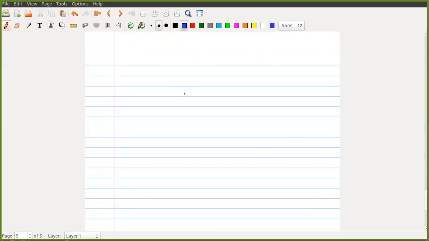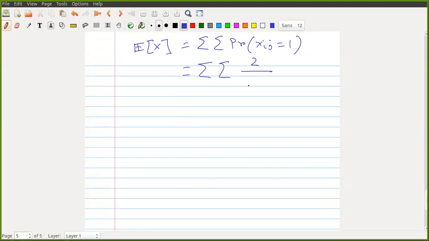So basically, what is happening here is that E of X is the sum of the probabilities that X_ij equals 1. And as we have computed, this is 2 by (j minus i plus 1). Now, there is a little bit of manipulation involved.